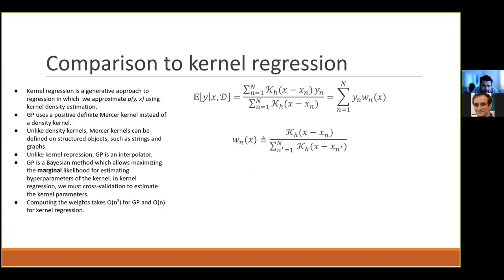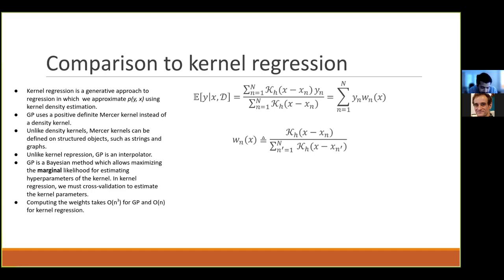Now we want to compare the current kernel approach to the kernel regression that we saw in the previous chapter. Kernel regression is a generative approach to regression in which we approximate the probabilities using a kernel density function. Gaussian processes use a positive definite kernel instead of a density kernel. Unlike density kernels, Mercer kernels can be defined on structured inputs. And unlike kernel regression, a GP is an interpolator, meaning it tries to exactly match the inputs, whereas regression generalizes with respect to all the other inputs. Gaussian process is a Bayesian method, which allows maximizing the marginal likelihood for estimating the hyperparameters. In kernel regression, we must use cross-validation to estimate the kernel parameters. That's not that important.